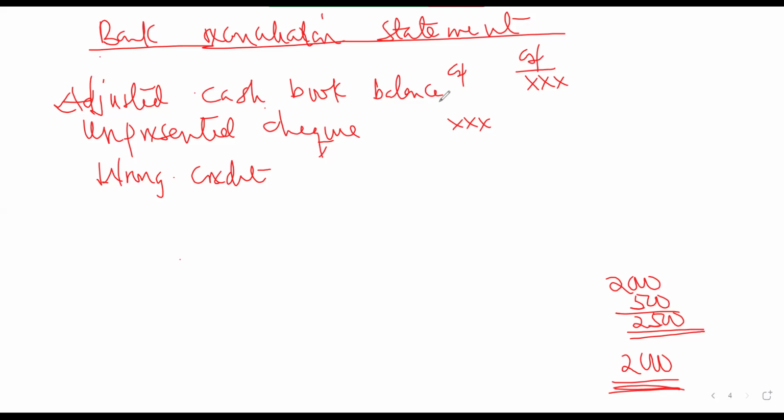I will debit our cash book. Okay, so it means that we have to add 500 to our balance, isn't it? So wrong credit will always be added to your adjusted cash book balance. Sometimes the adjusted cash book balance will be negative. It will be overdraft. What you do is that you just have to show this one as positive. Don't change it. Sometimes if you see some books, they will change it for you and ask you to add an unpresented check because the unpresented check is also a negative.